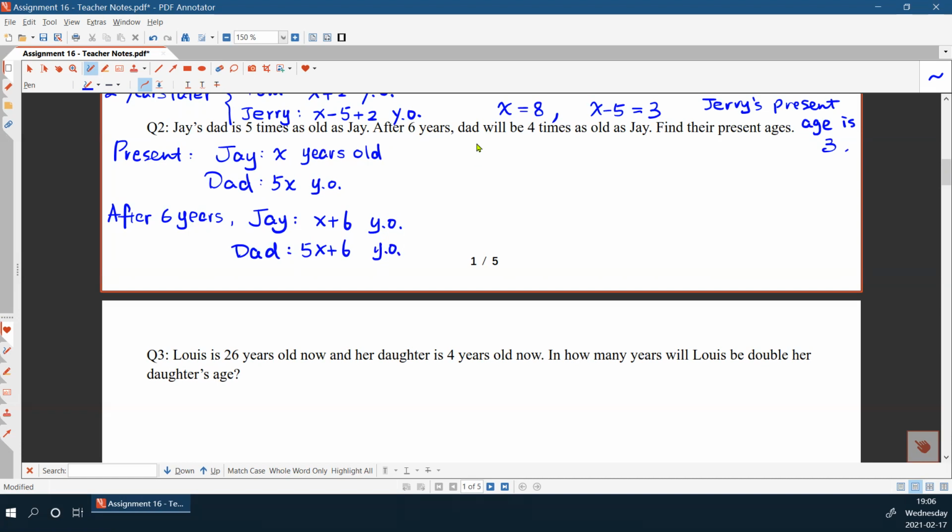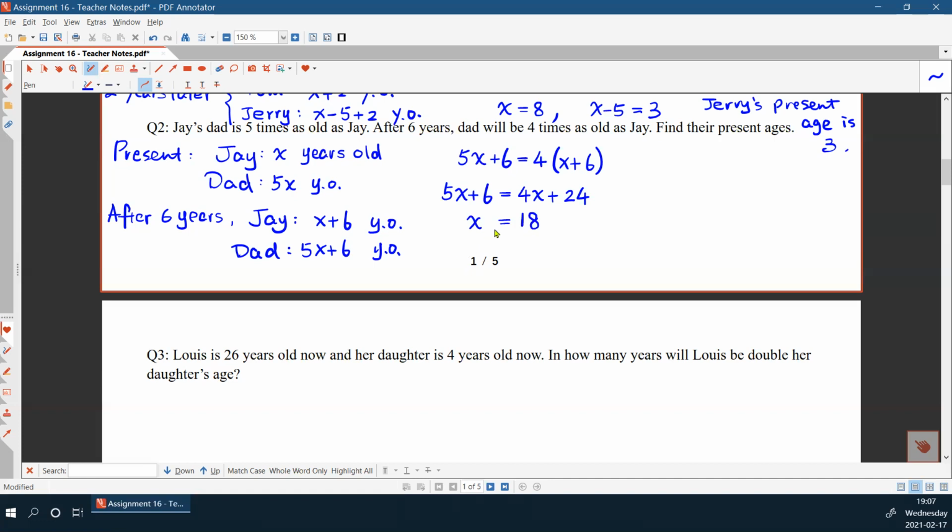And what else do we know? That will be 4 times as old as Jay. That means this value, 5x plus 6, is 4 times as old as Jay, is 4 times x plus 6, right? Okay, and according to this equation, we can solve for x. This gives us 5x plus 6 equals 4x plus 24, right? So this gives us x equals 24 minus 6, which is 18.